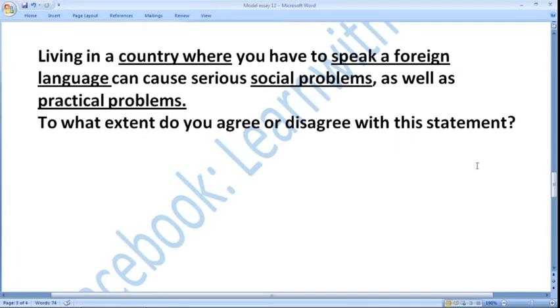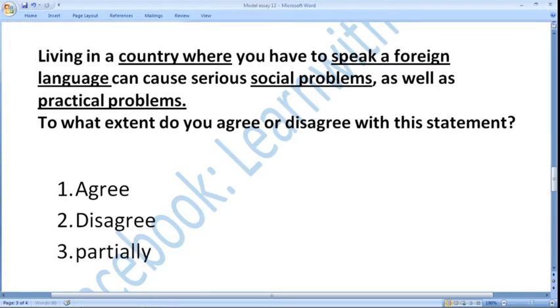So after that, you have to brainstorm your ideas. First of all, you can see what is the general topic, what is the specific topic, something like that. And then you have to brainstorm your ideas. In a to what extent do you agree or disagree essay, you have 3 options to answer the question. Number 1, you can completely agree, number 2, you can completely or strongly disagree, and number 3, you can partially agree with the statement.